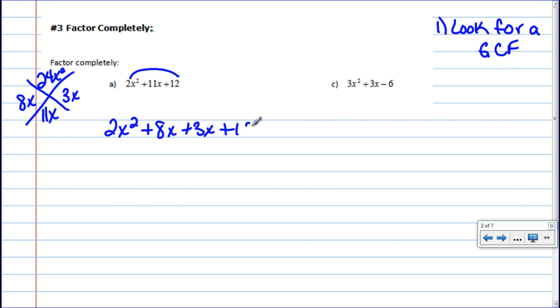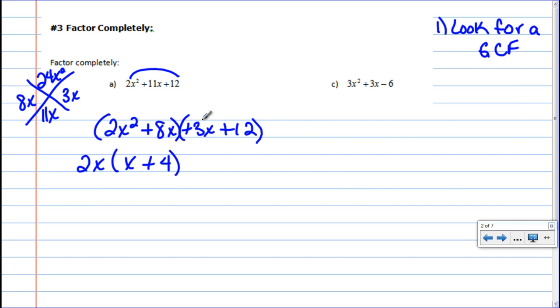And then I'm going to group. So I'm going to group these first 2 together and these second 2 together. And then I'm going to do GCF. So the greatest common factor for this first group here is going to be 2x, because they have that in common. If I take a 2x from 2x squared, it leaves me with an x. And if I take it from the 8x, it leaves me with a 4.